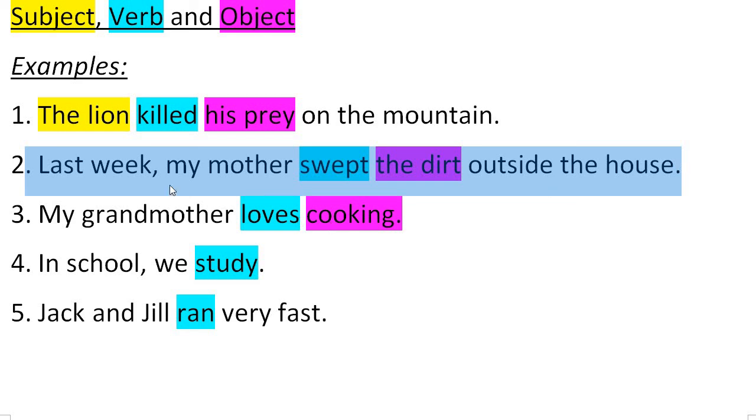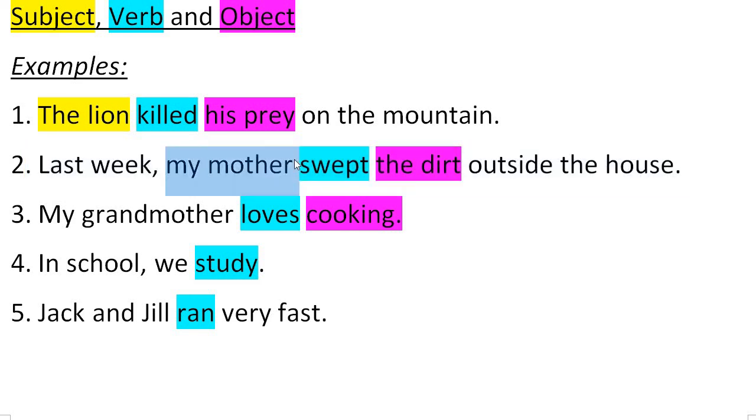Okay. Number 2, last week my mother swept the dirt outside the house. Which one is the subject of that sentence? It is, of course, my mother, because it answers the question, who swept? Last week can't sweep. It's a time. Doesn't work. That answers the question of when, so it doesn't work. All right, number 3, my mother loves cooking. Nice and easy. There's literally only one thing left. Okay, and it is my grandmother. Now you could, of course, just say grandmother, but if you want to add the adjective, you can. You cannot say just my on its own, because it's not a noun. It can't be a subject, right? It's a possessive adjective.